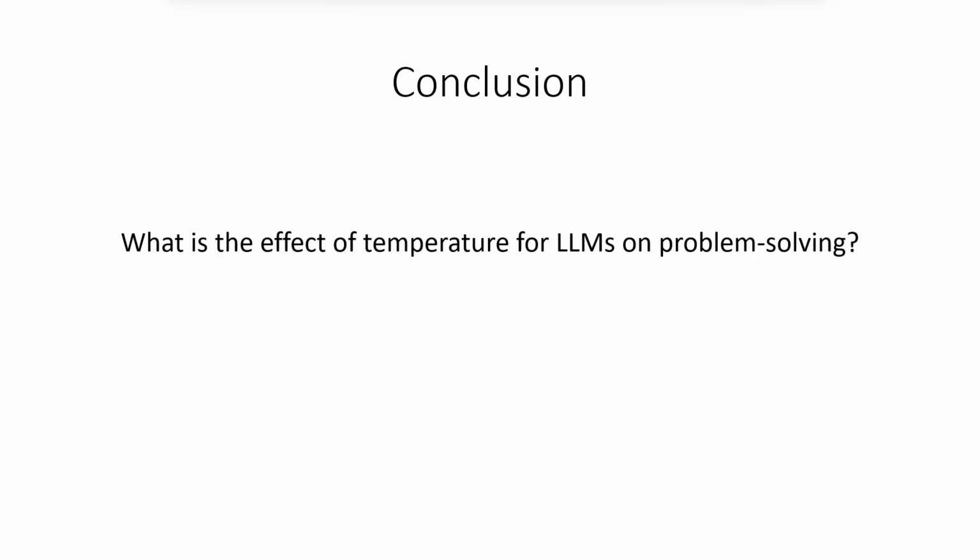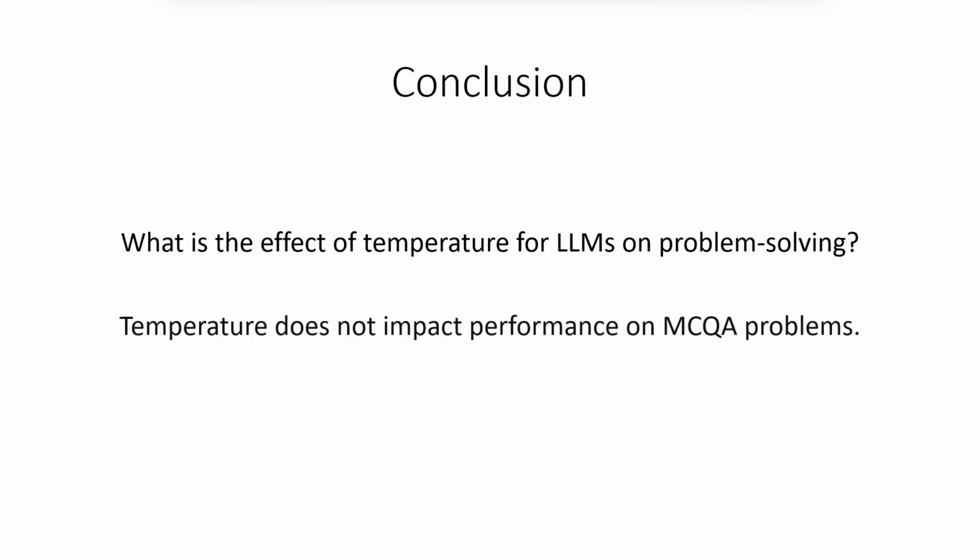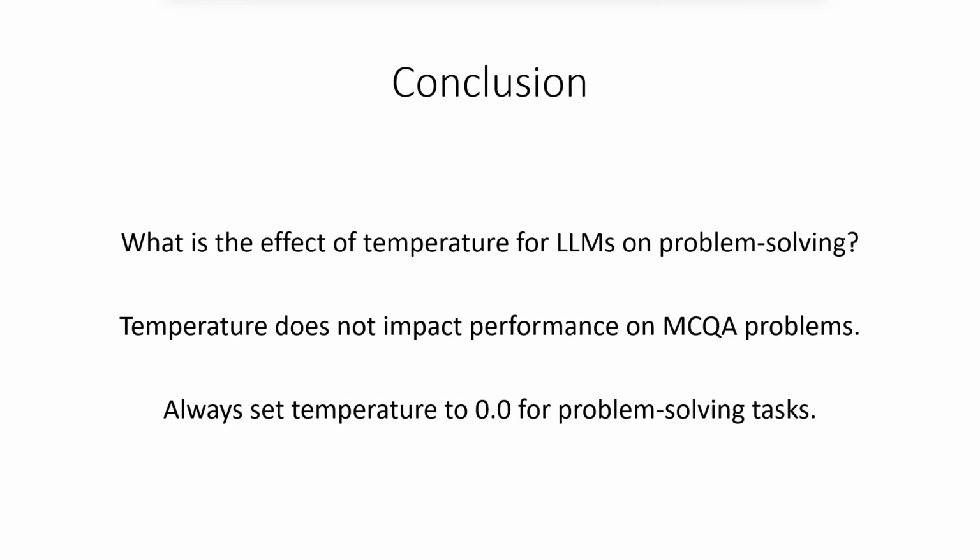In this research study, we empirically investigated the effects of sampling temperature on the performance of large language models on various types of problem-solving tasks. Our results indicate that sampling temperature in the range of 0.0 to 1.0 does not have a statistically significant impact on performance with multiple-choice question-answer problems. As a result, we recommend that you always set your sampling temperature to 0.0 for problem-solving tasks unless there's a compelling reason to do otherwise.